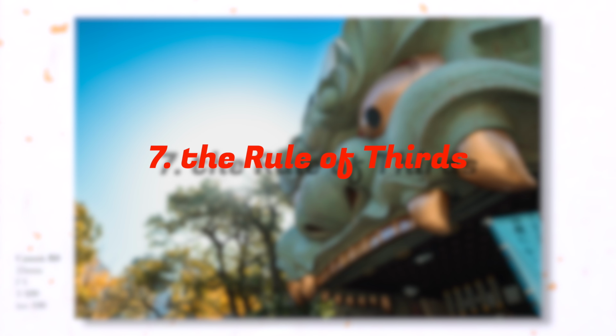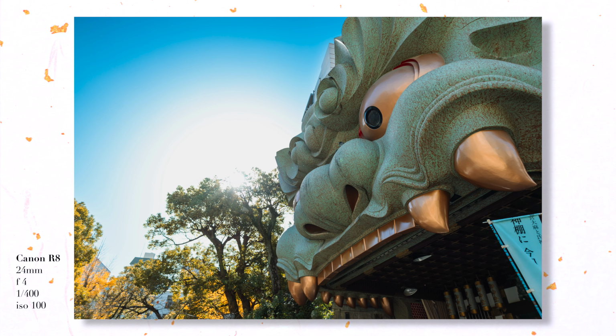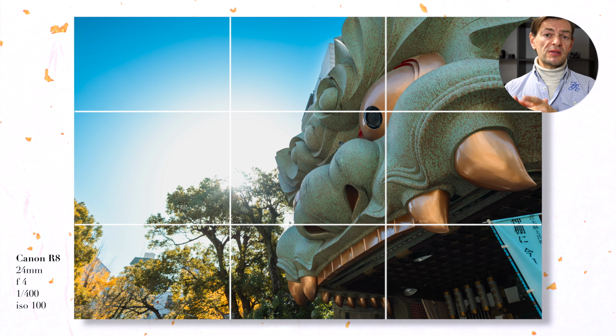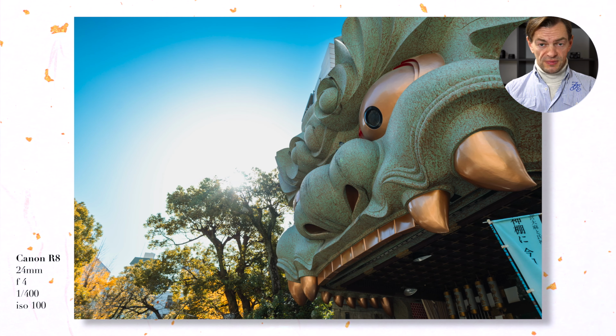Tip number 7. Play with the rule of thirds. On this picture, you can see that I put the eye of the demon on the upper right intersection of the rule of thirds. This creates a more compelling picture.